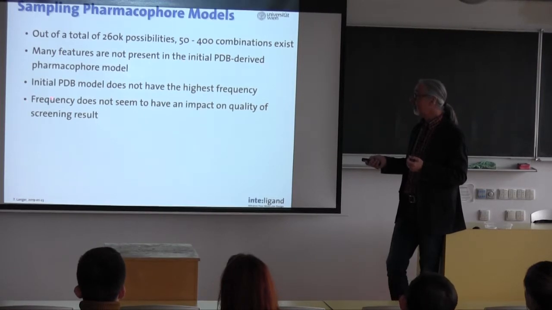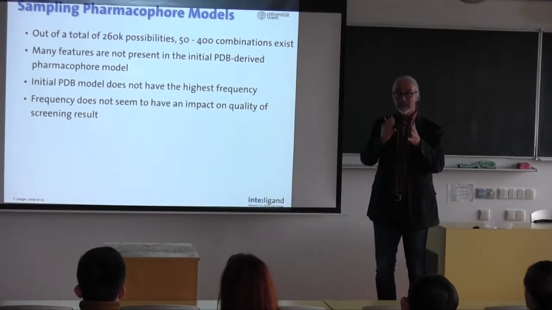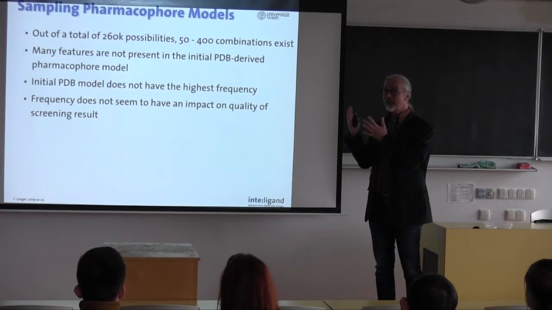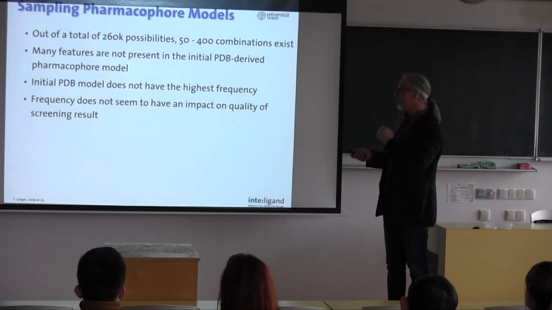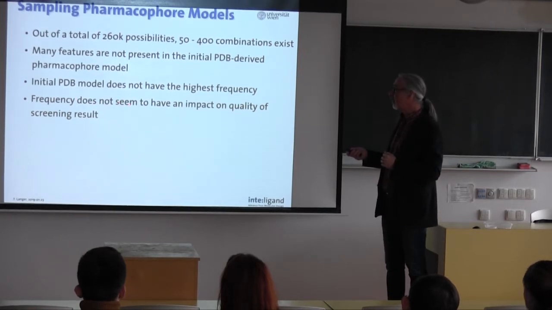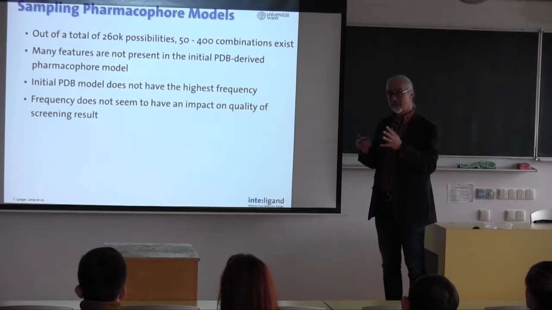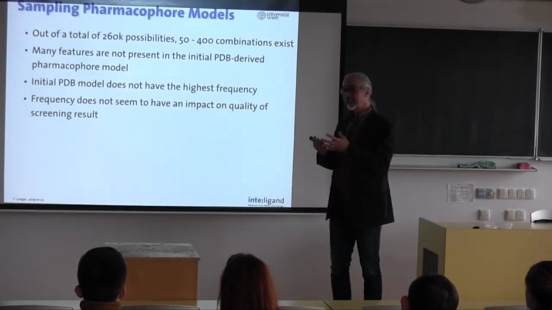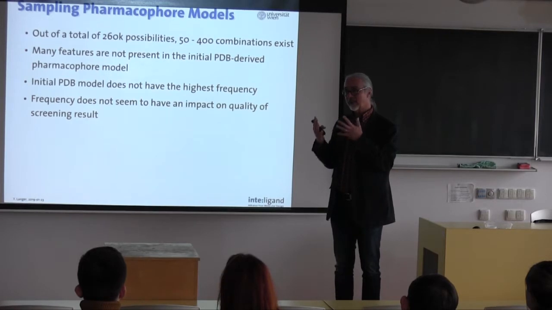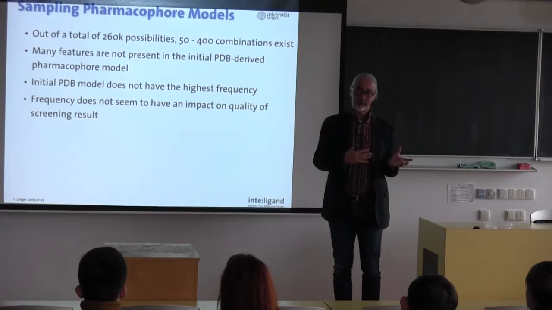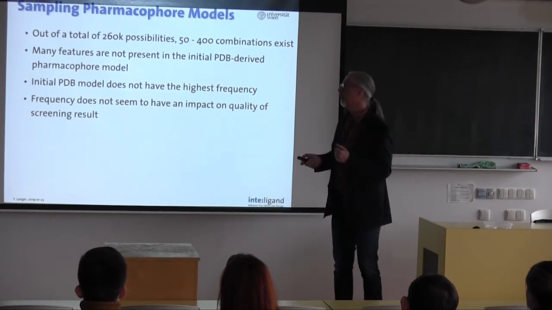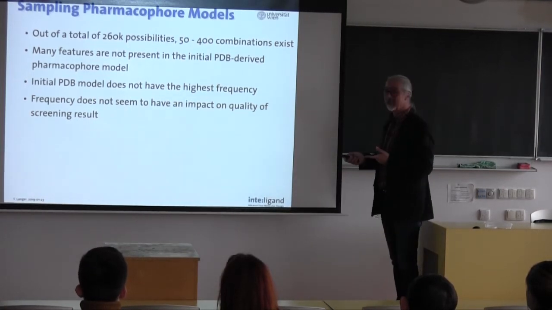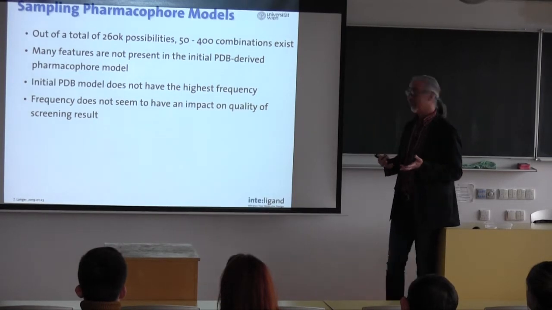And it also turned out, because we did virtual screening with each of these models and looked at the enrichment factors and the retrieval rates. And so, unfortunately, what we found is that frequency does not seem to have an impact on the quality of the screening results. So what I mean with quality of the screening result is how well a model can discriminate between true actives and false positives, right? I don't want a model that retrieves a lot of molecules that are inactive. But the high-frequency models are not the ones that do this, unfortunately.